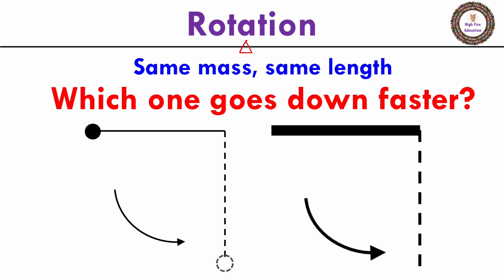Today let's discuss a very interesting question about rotation. Even though some college professors cannot solve this question completely, with the knowledge learned in high school, we should be able to predict which system goes down faster. Alright, let's look at the question in detail.